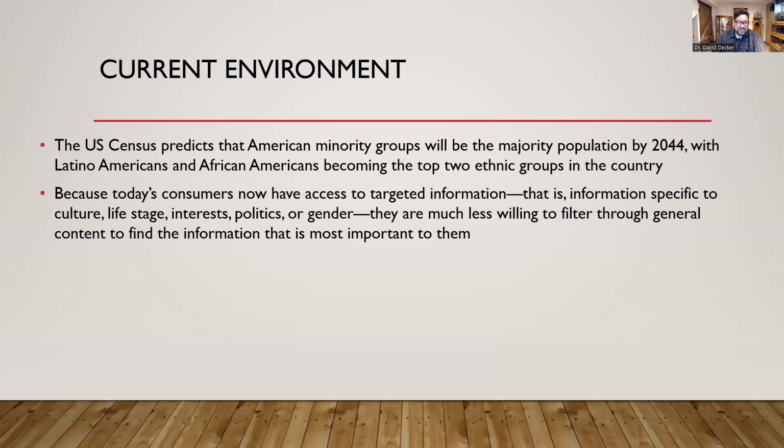Interestingly, because today's consumers now have access to targeted information, that is information specific to culture, life stage, interest, politics, or gender, they're much less willing to filter through general content to find the information that is most important to them. You all know this, you all live this. People tend to navigate to things that they're familiar with, the things that support their ideals. And so at an institution, if you're still popping out general information or information that is just too vague, you're going to really turn off these minority groups or these underrepresented groups, because they're not going to see that as something of interest to them.